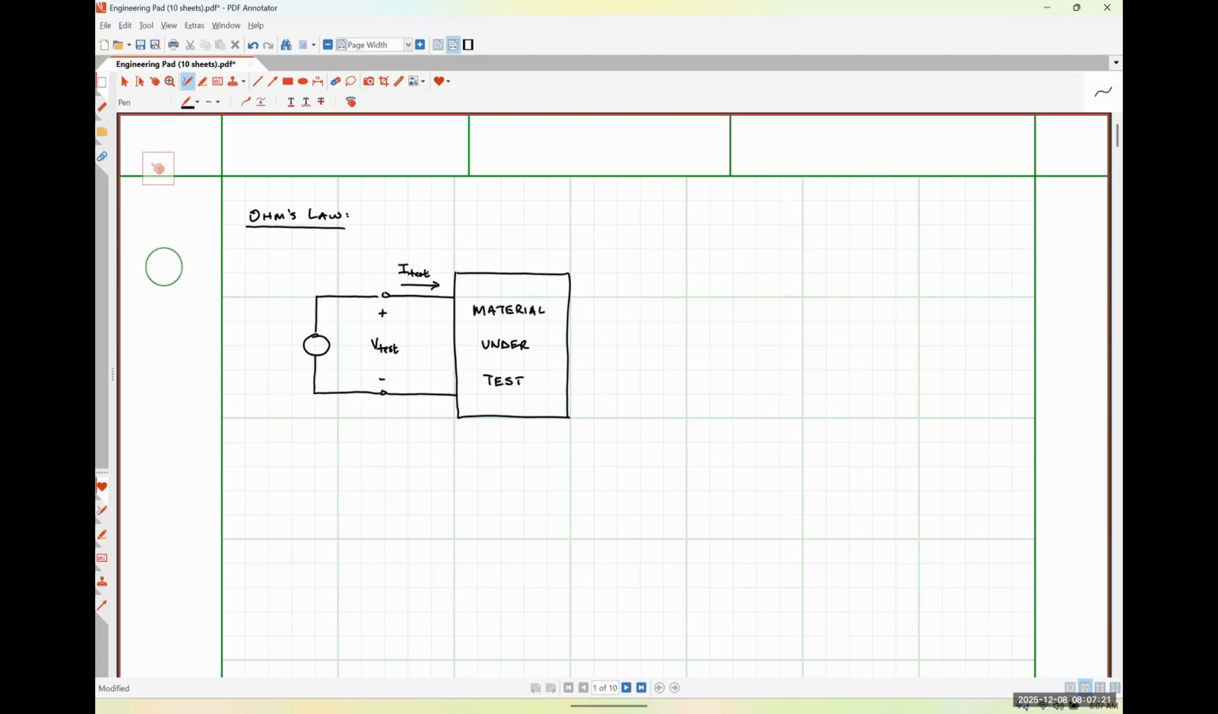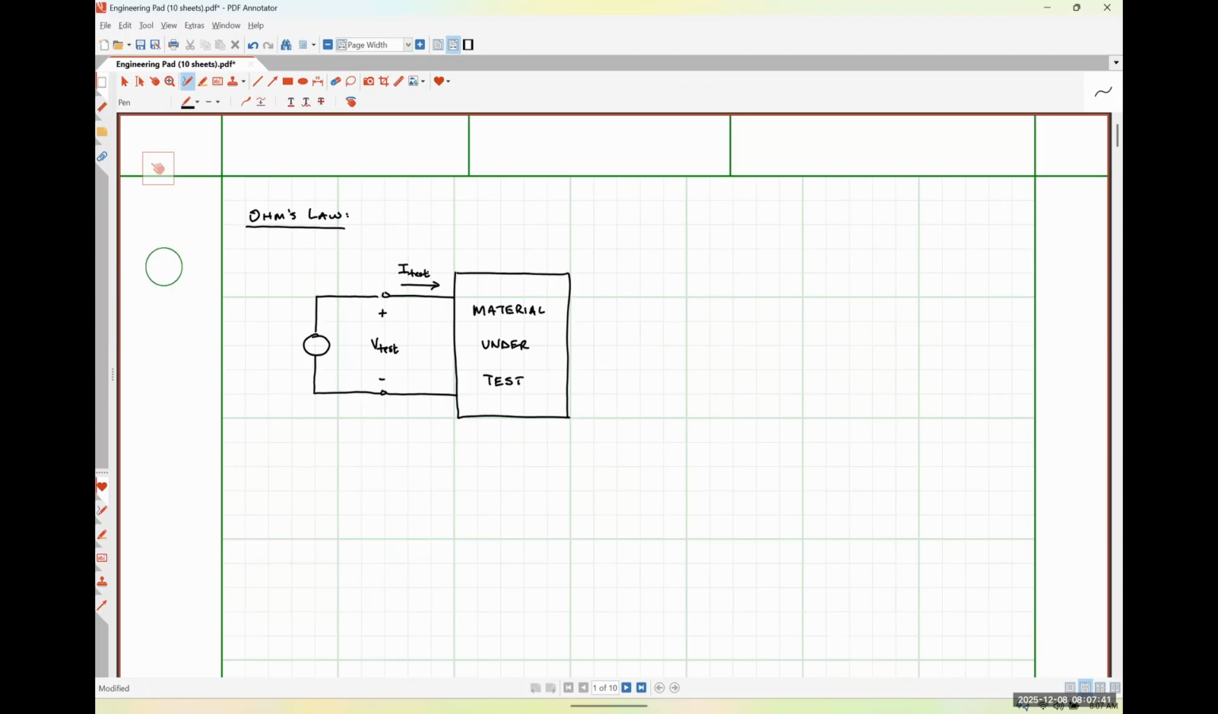So does this experimental setup look like anything that you guys have seen? I would argue it's the exact lab we did on Friday. We had a simple material. In that case, it was a resistor. You measured both the voltage drop across and the current flowing through the network.